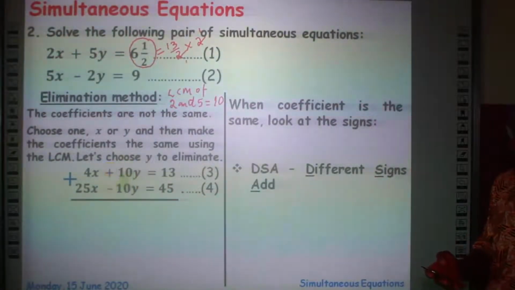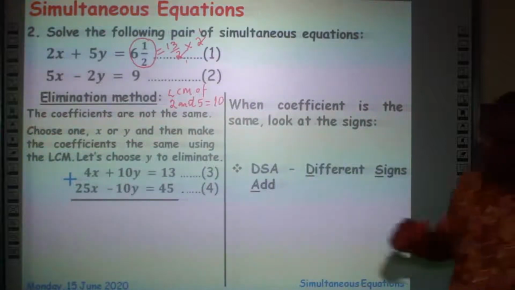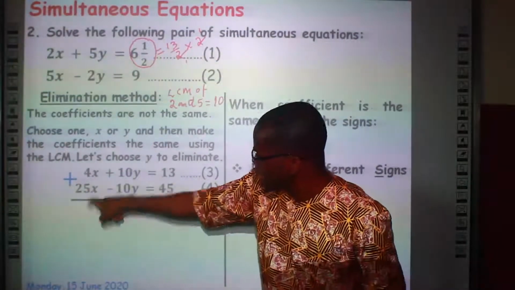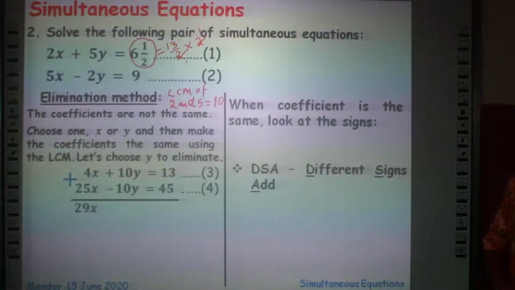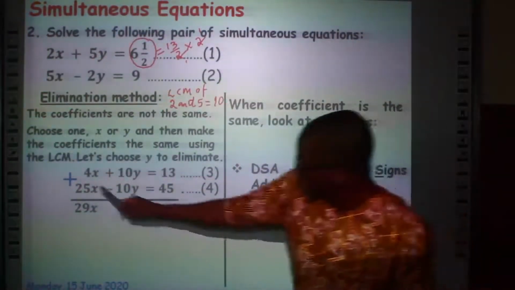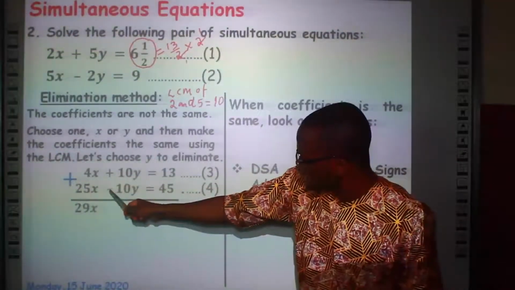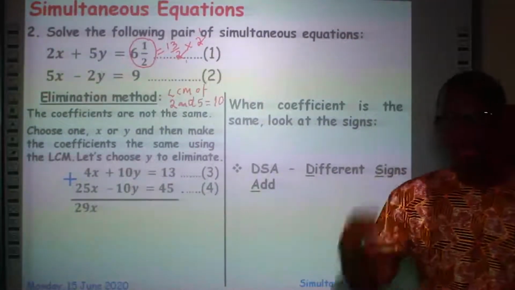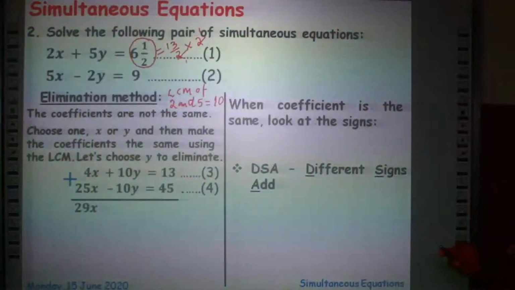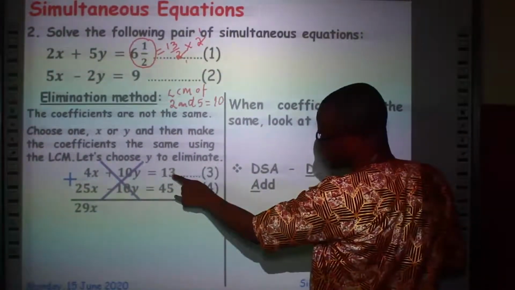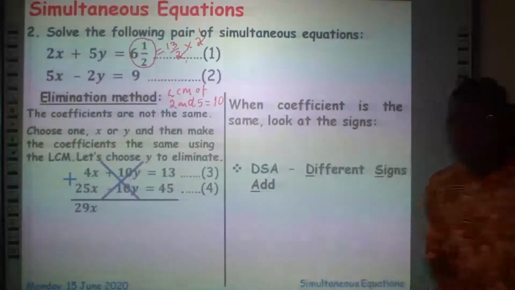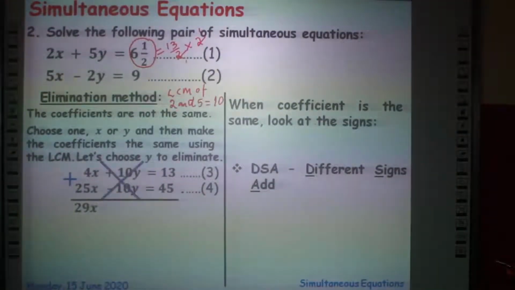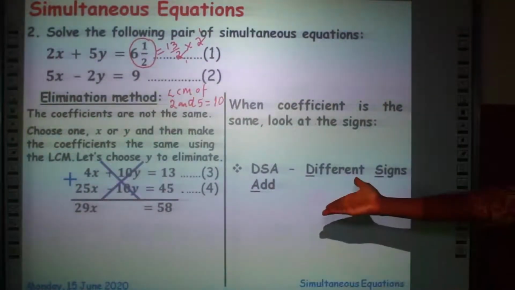So when you add the two together, just like we did in the last example, 4x plus 25x gives 29x. And then when you look closely again, this plus and minus gives you 10y minus 10y. The y is eliminated. So we've gotten rid of y. And then you have equal to 13 plus 45. 13 plus 45 gives you 58. So there you go. We have just x now, and it's so easy to find the value of x.